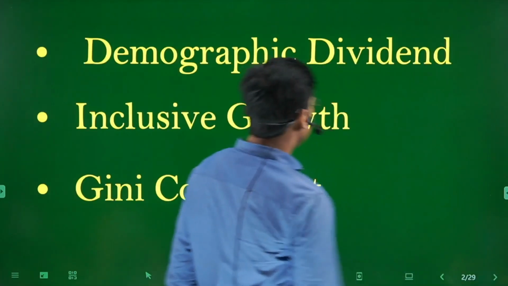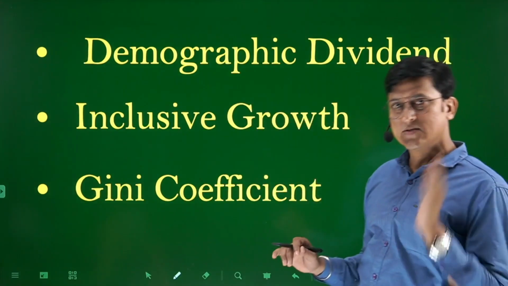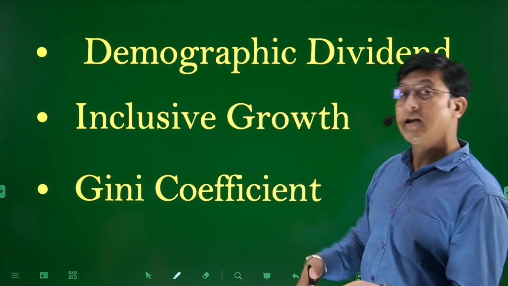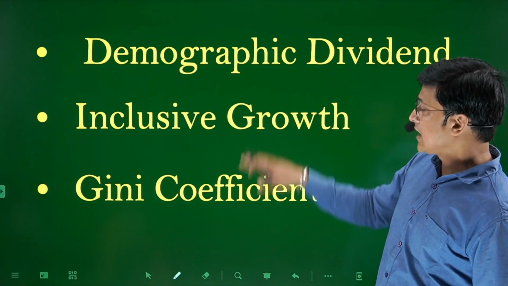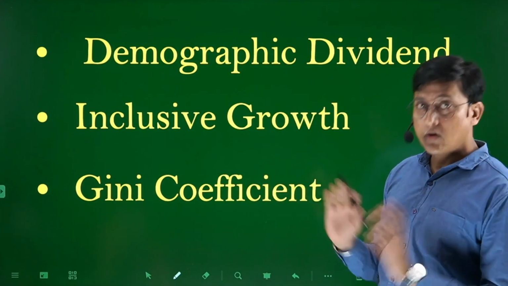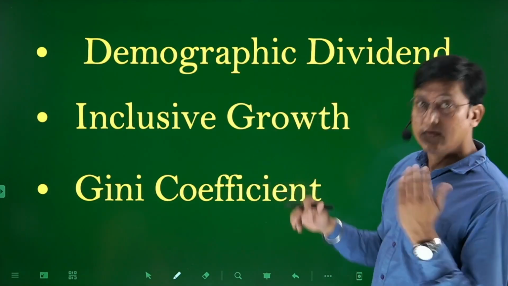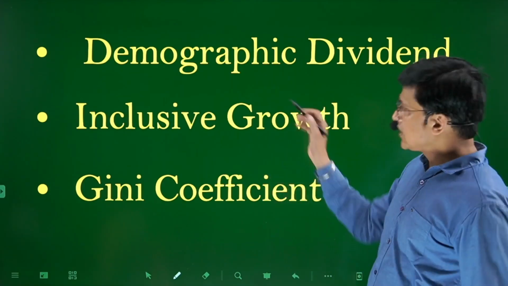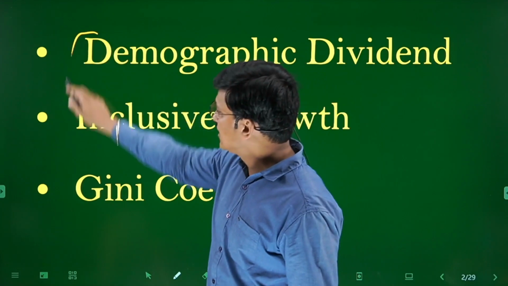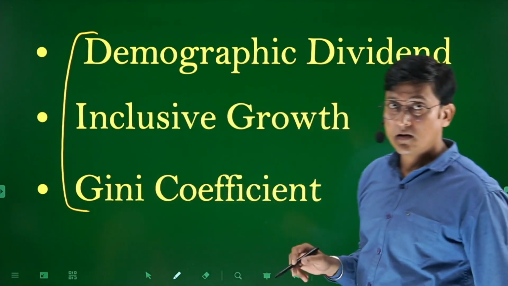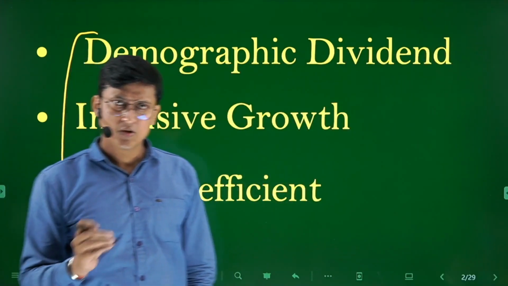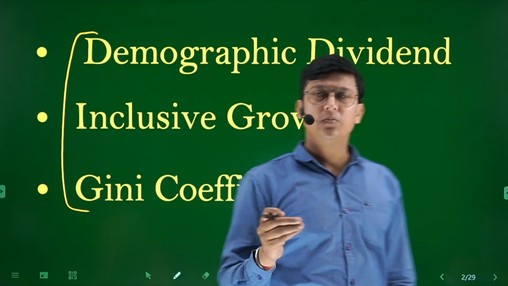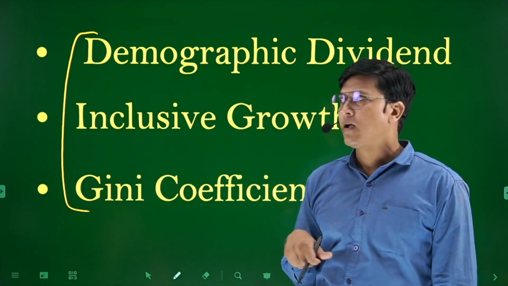Let's start the topic. Demographic dividend is one thing which I am going to discuss in relation to inclusive growth and Gini coefficient. I am not going to discuss what demographic dividend is and the basic things about it. What I am going to discuss is the relation between these three, and I will try to have a point approach in today's lecture, so that it will help you in answer writing also.